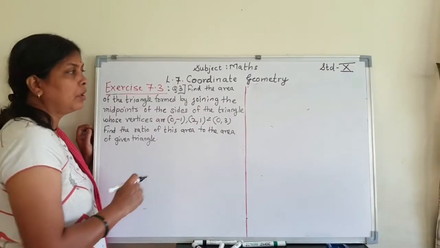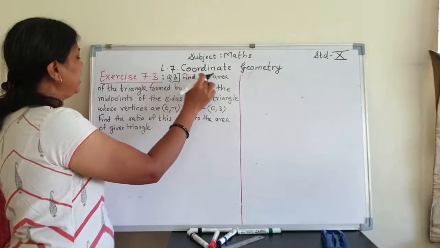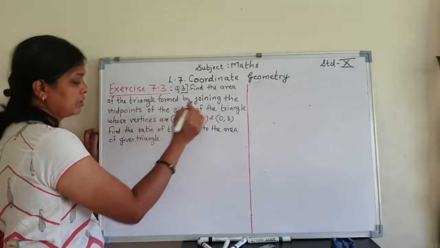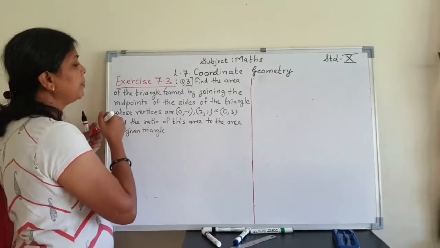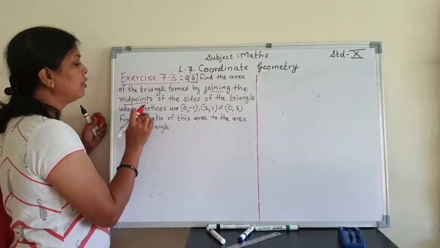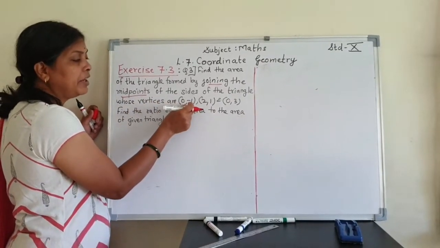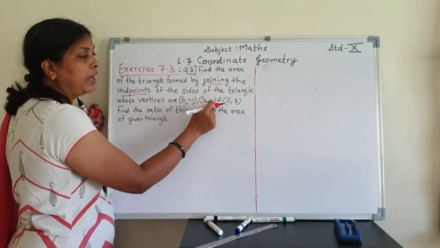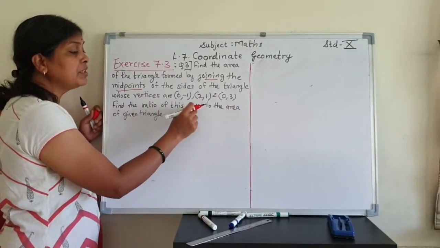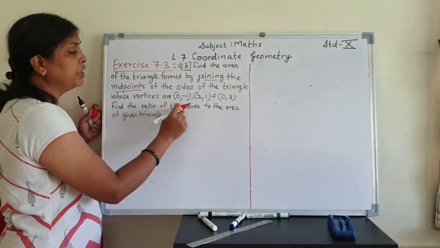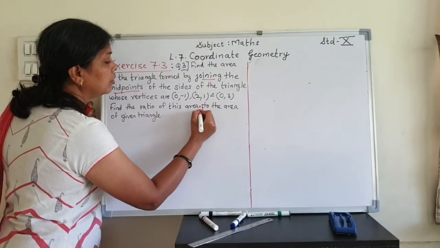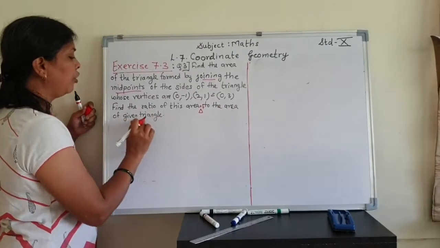Now let's move to the third question. Find the area of the triangle formed by joining the midpoints of the sides of the triangle whose vertices are given here: 0, -1, 2, 1 and 0, 3. Also find the ratio of this area of triangle to the area of the given triangle.